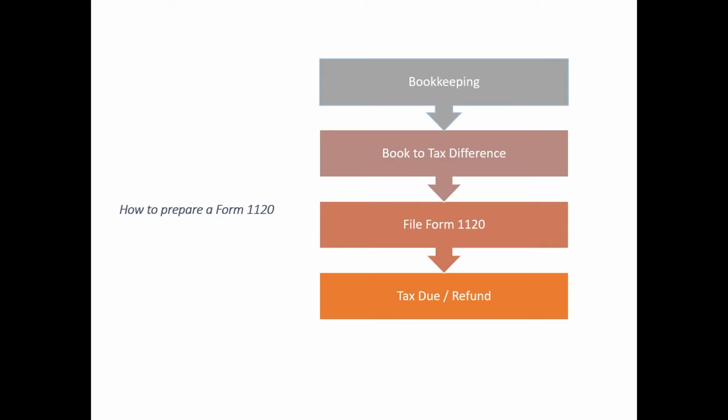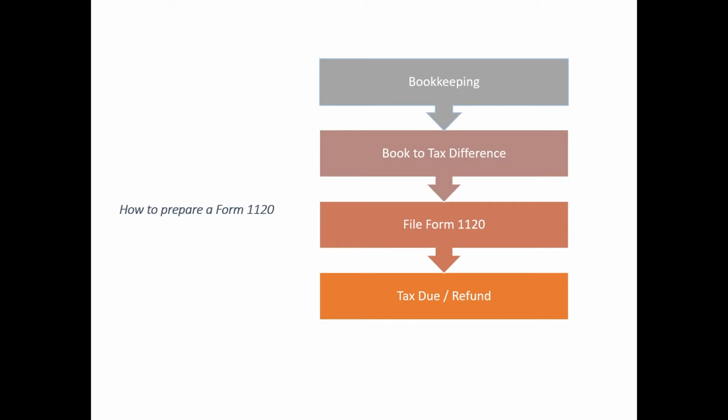Penalties paid to government, like a parking ticket, are not deductible for tax purposes. And not all meals and entertainment can be deductible. With the exception in the last 2 years, some of the meals are 100% deductible. But entertainment is not deductible. If you go out to entertain your clients or your customers, those may not be deductible. So those are the book to tax differences. And after you have all those data, then you're ready to file a Form 1120.